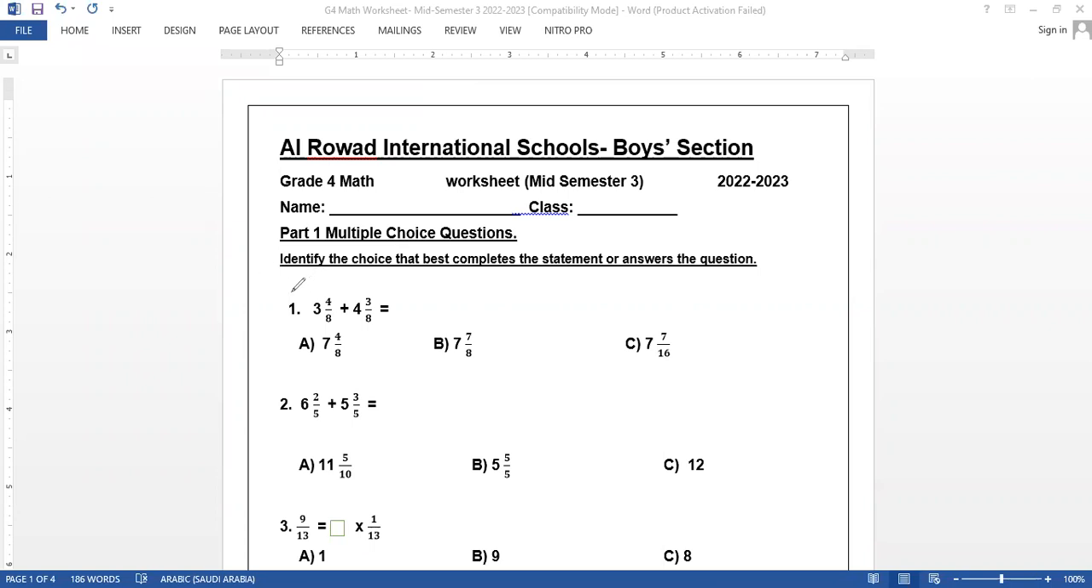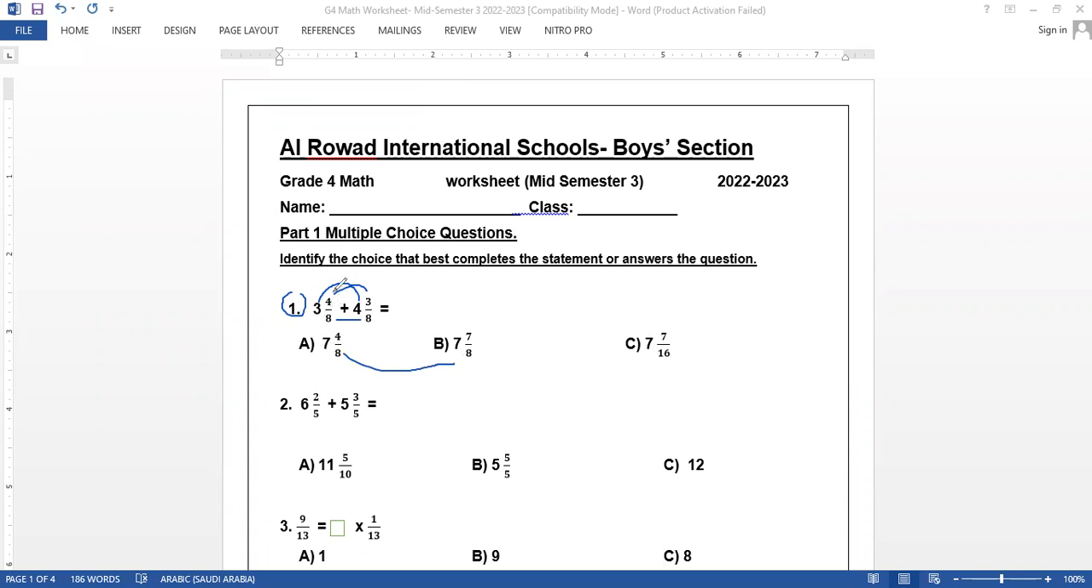Here I will start. Question number 1. 3 4 over 8 plus 4 3 over 8. Now, when you add two mixed numbers, first of all, you need to add the fractions, then you add the whole numbers. If you add the fractions, 3 over 8 plus 4 over 8, because as you know, when you add fractions, we don't add the denominators, so we keep the denominator, so the answer could be A or B, because they have 8. Now, what about the numerators?